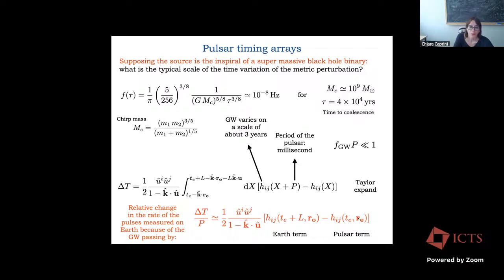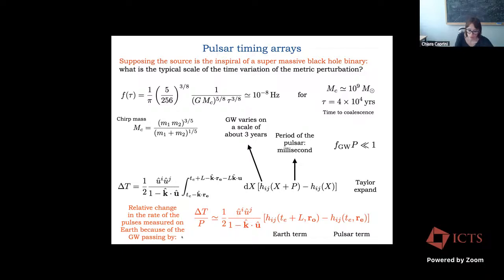Okay. So in the end, this represents the relative change in the rate of the pulses measured on Earth because of the gravitational wave passing by. Okay, so that's exactly our observable.